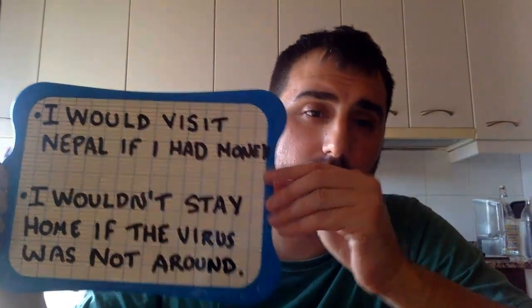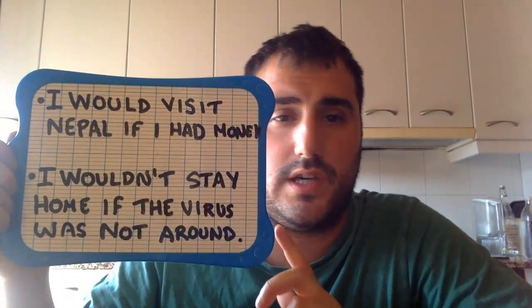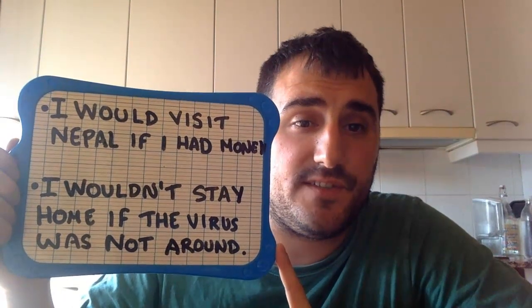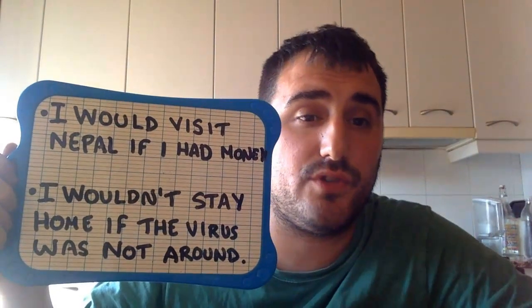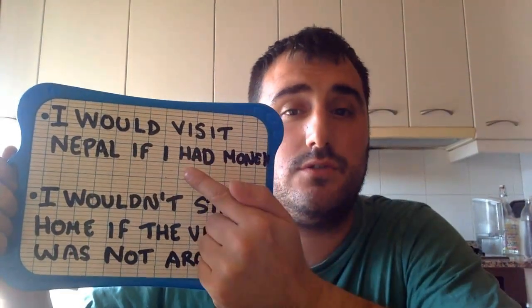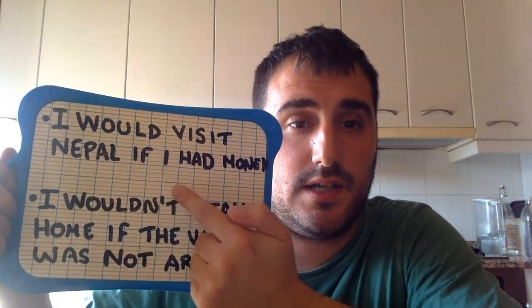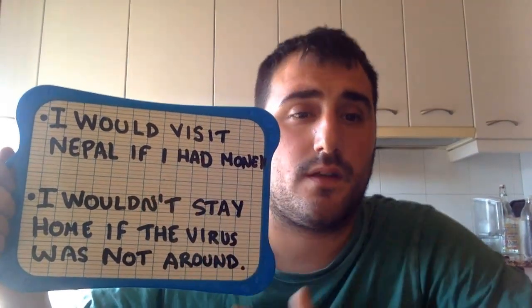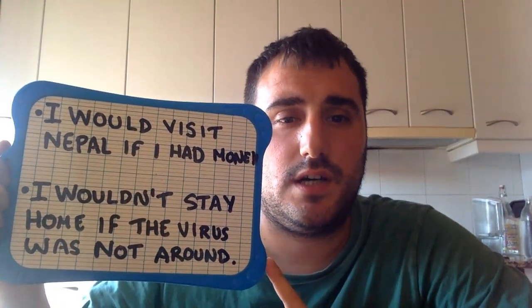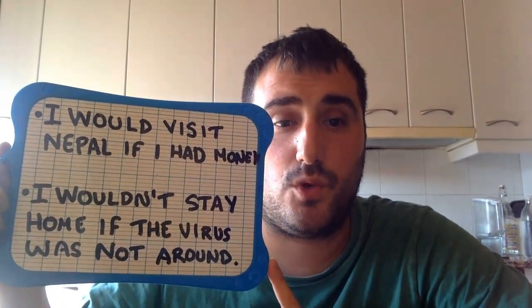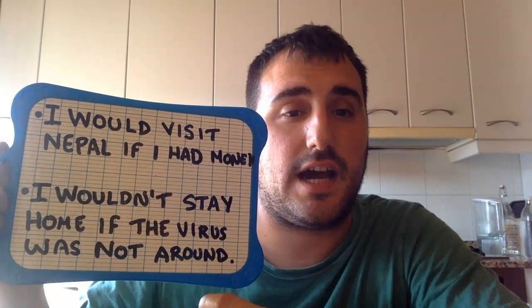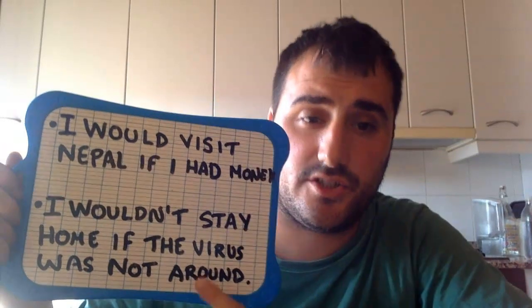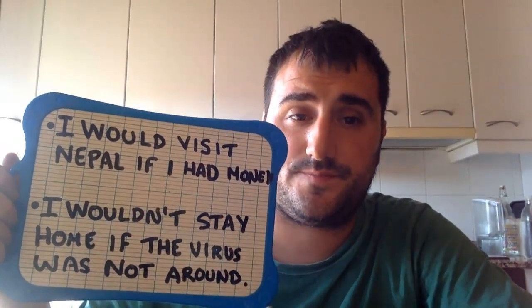So here, I've got two more examples. I would visit Nepal if I had money. As this is not true because I don't have enough money to go to Nepal, this is something I would like to do, and I would do it in the future. I would visit Nepal if I had money. And then, the last one I've got, I wouldn't stay home if the virus was not around. It means the virus is around. So, it means I wouldn't stay home if the virus is not around. As this is not true, this is a hypothesis.